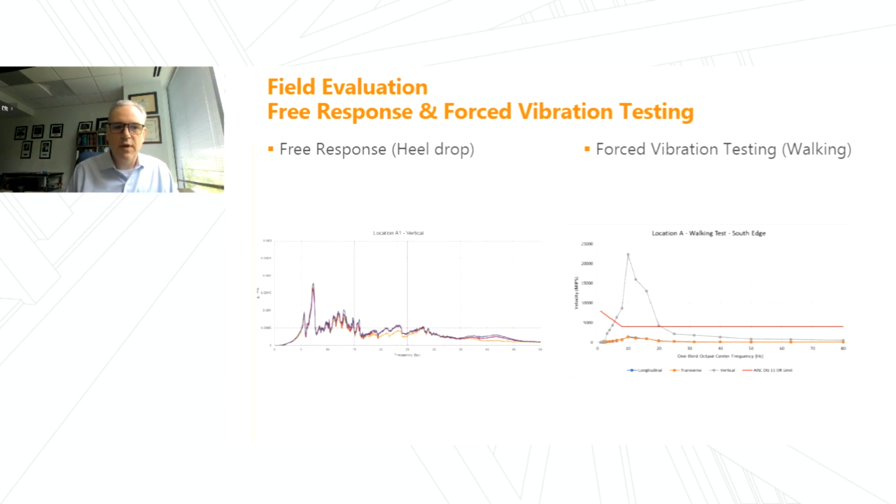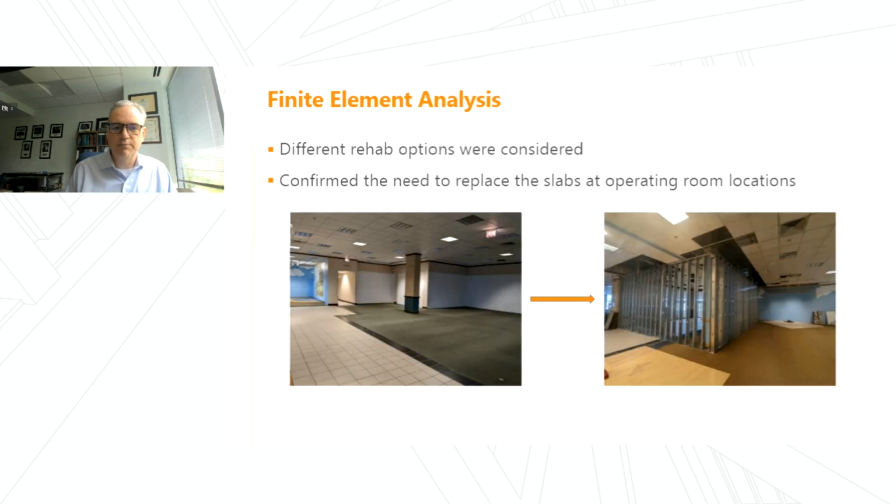You can see in the walking test plot on the right, particularly in the vertical direction, the tall mountain of response, which well exceeds the red line, which is the compliance requirement for operating rooms specified by the AIA Design Guide 11. This meant that in the current state, the floor system didn't meet the requirements for operating use.